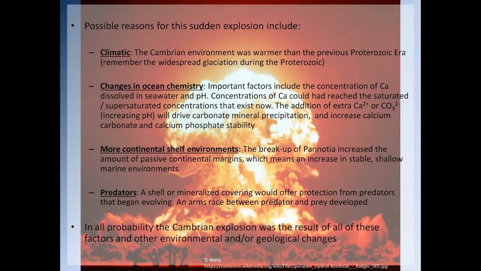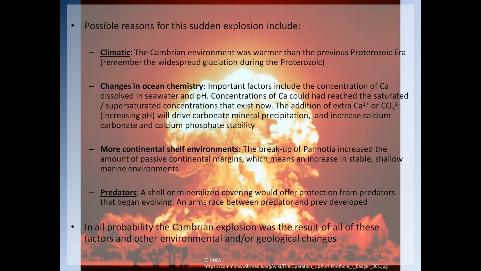So the Cambrian environment was warmer than the previous Proterozoic era. You have to remember, during the Proterozoic, there were periods of widespread glaciation. It would lead to, on the whole, lower global temperatures. And so this means that for the vast majority of the Proterozoic, chances are ocean water temperatures were lower, and that would have made it a bit more difficult for life to get established. Life prefers moderate to warm conditions.